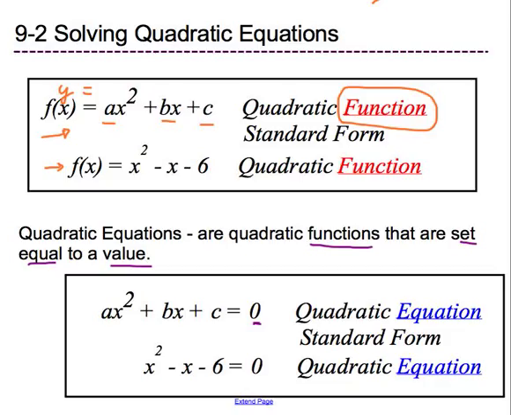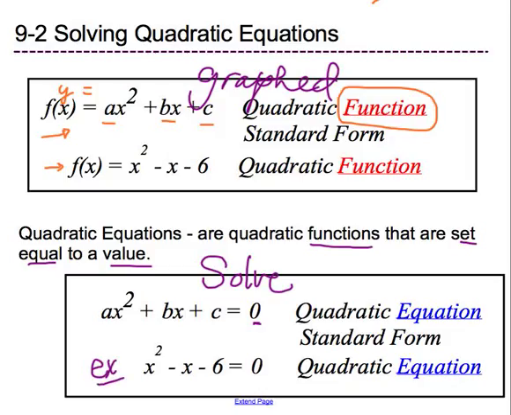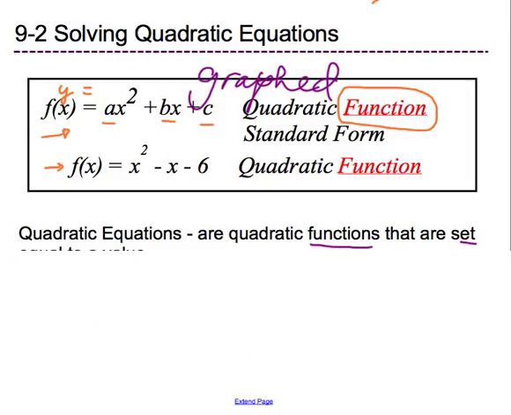So this is an equation that we solve versus this function that has two variables, x and y, in it that we graphed. So we graphed these. And these we are going to solve. And solving means what value of x would make the equation true. So here's an example. And if we wanted to solve x squared minus x minus 6 equals 0, we would try to figure out what values of x make this true. So that's what we're going to do for about the next 4 lessons.